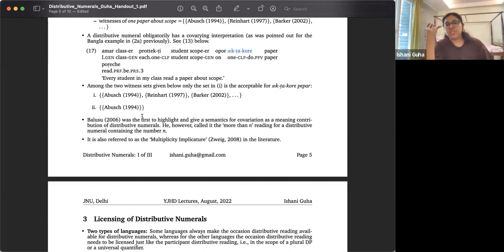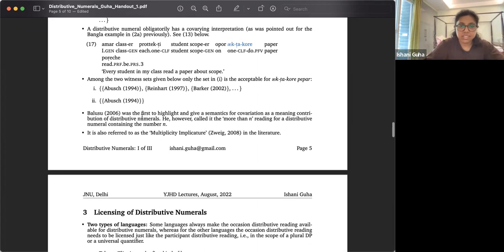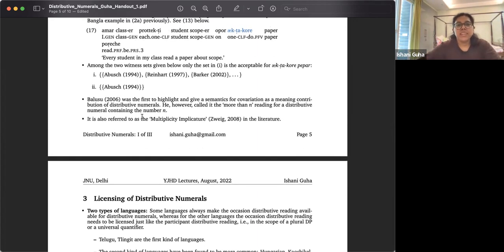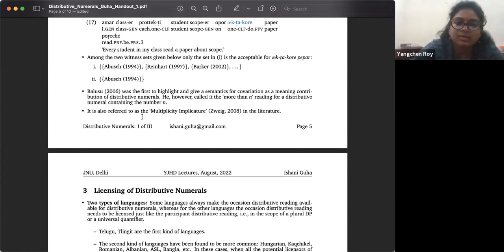Because it's right to say that the cardinality is greater than 1, but usually one might get confused. Anyway, Ishani, so let's come back.